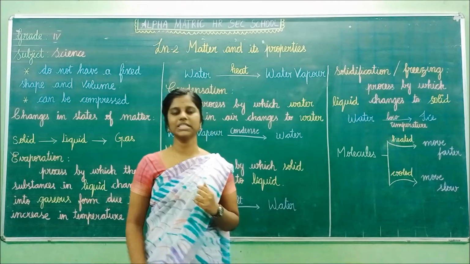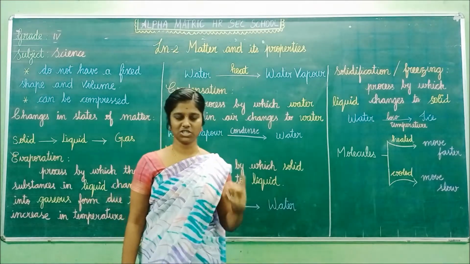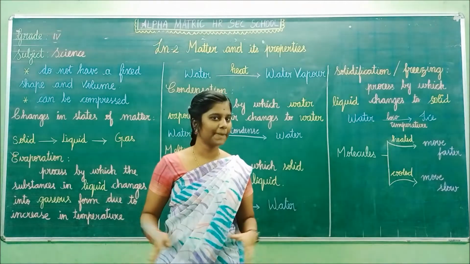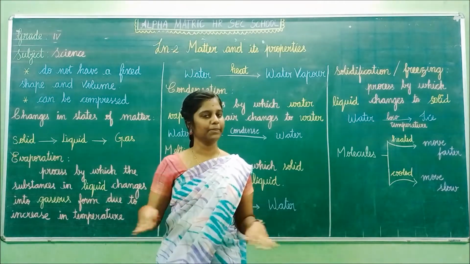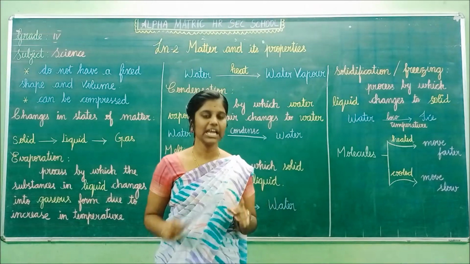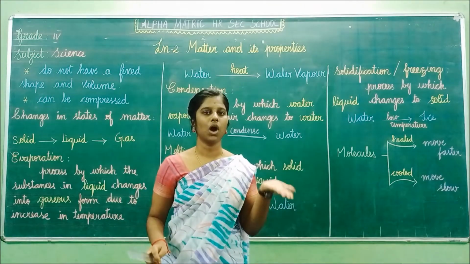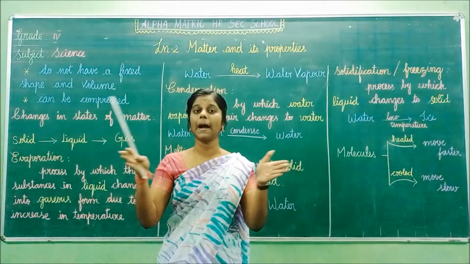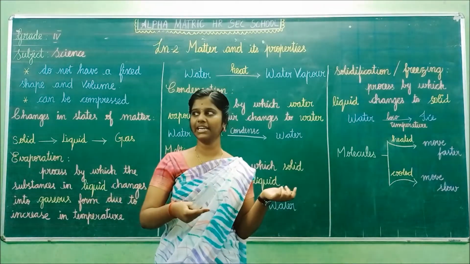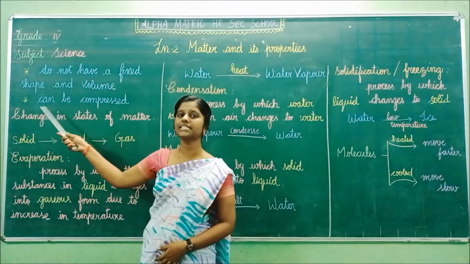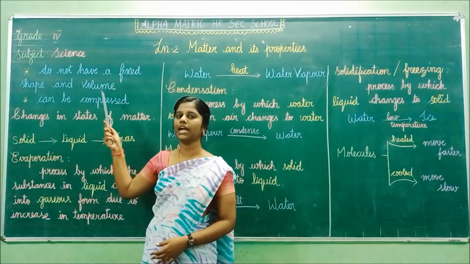What are all the points we see in gases? First, in gases, the molecules are loosely packed so that they can move freely. Gases do not have any fixed shape or volume. The next point is gases can be compressed, but solids and liquids cannot be compressed. But in the case of gases, they can be compressed.